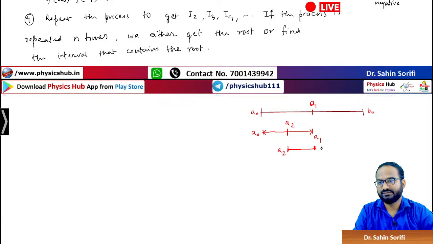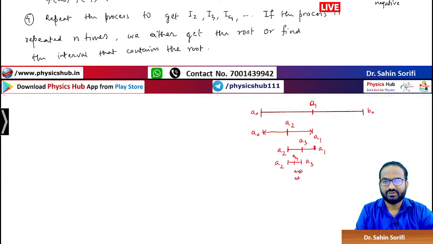A2 and A1. Let's say this is the midpoint A3. Now again A2 and A3, let's say the product is negative. So you will scan here A2, A3, then again is midpoint A4, and by checking you can reach a lesser and lesser interval. So after repeating this process, every time the length is getting divided by 2.